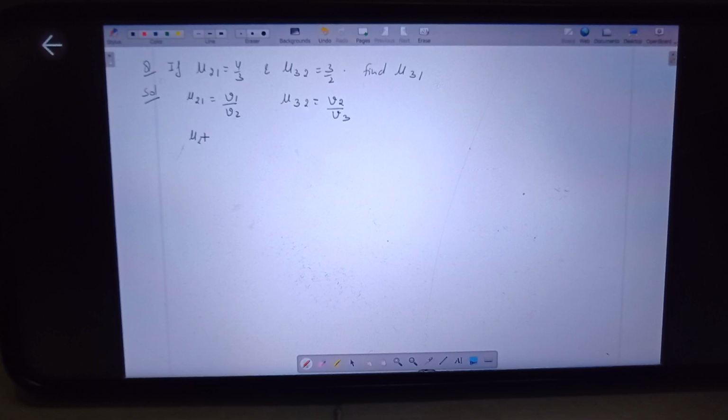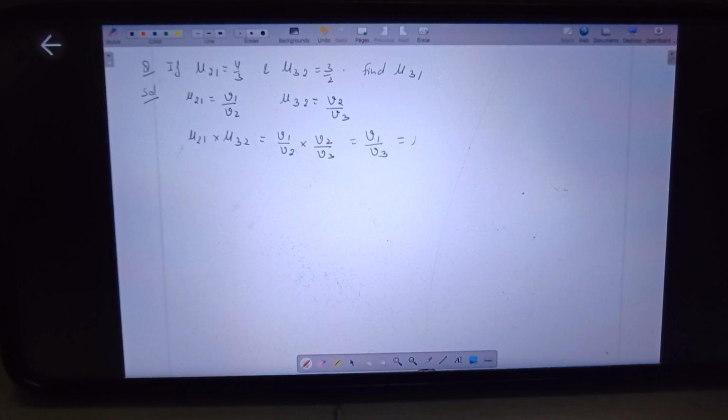If I take the product of the two, it will be equal to refractive index of 1 upon refractive index of 2 into refractive index of 2 upon refractive index of 3. Sorry, what I'm saying: refractive index of 2 with respect to 1 into refractive index of medium 3 with respect to 2 can be given as speed of light in 1 upon speed of light in 2 into speed of light in medium 2 upon speed of light in medium 3. So that is speed of light in 1 upon speed of light in medium 3.